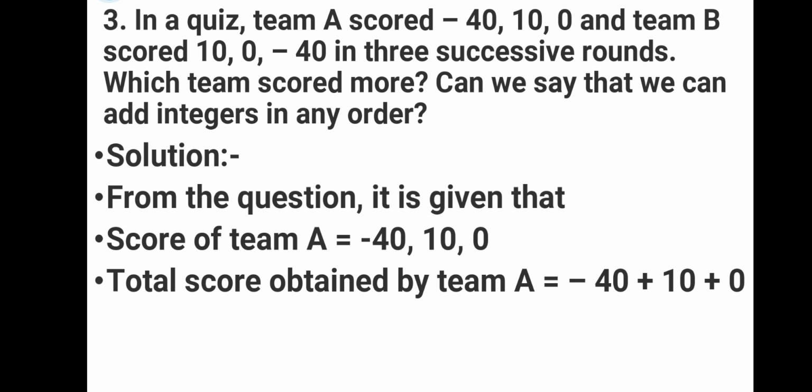Okay, so one score is minus 40. They got a minus score. So we are adding all these three scores together. So you will get minus 30. Why? Because 0 we can eliminate. Minus 40 plus 10. Okay, so 40 minus 10 is 30, and the sign of the greater number, 40, that is the minus sign, we will write in the answer.